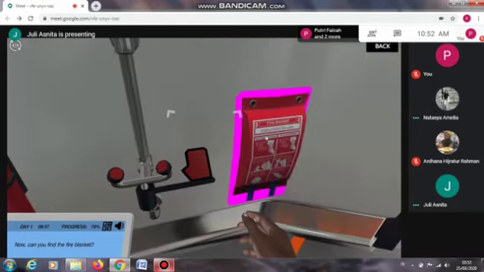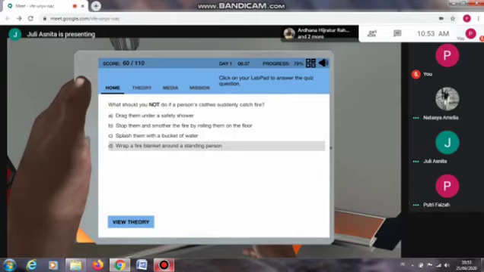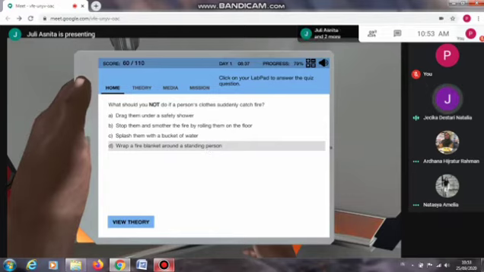Sebelahnya lagi jual itu. What should you not do if a person's clothes suddenly catch fire? Wrap a prayer. Option D. Iya kan? Ini option pilihannya apa tuh guys? Option D. Apa yang boleh kita lakuin jika baju seseorang kena api, ya kan? Iya, betul guys.